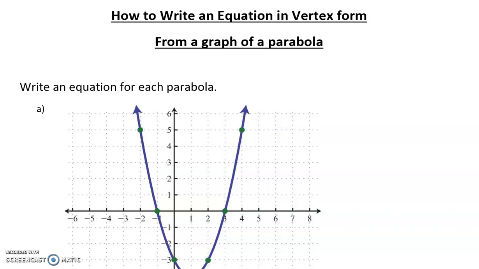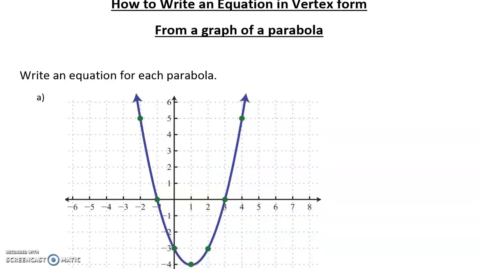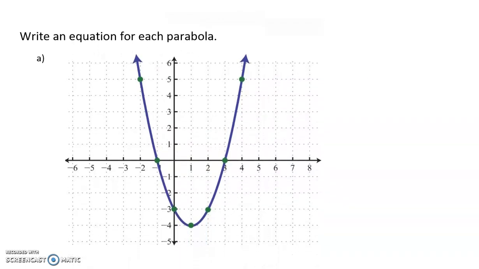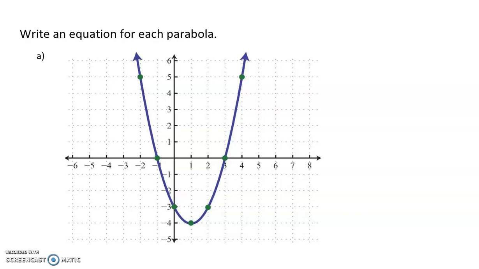Now let's look at how to write an equation in vertex form from a graph of a parabola. So the question is very straightforward. It simply says write an equation for each parabola. So how do we actually do that? Well, let's just get this full parabola in view here, including the vertex. So here we have, write an equation for this parabola.